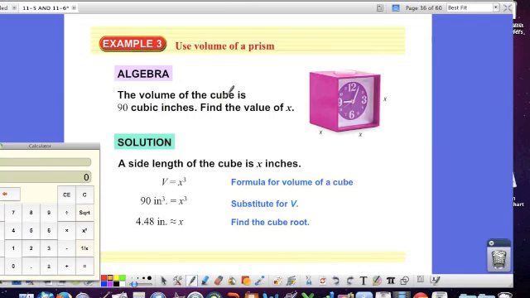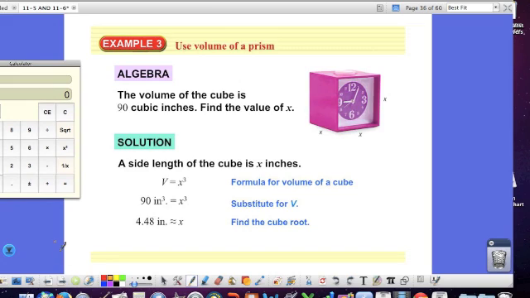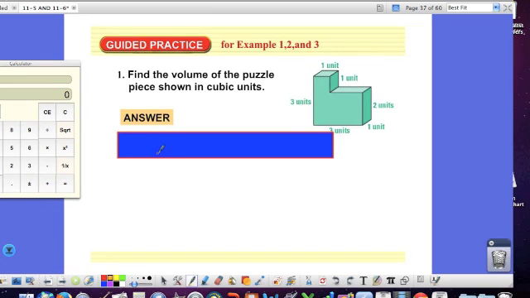We can also use this formula to work problems backwards. So for instance, the volume of the cube is 90 cubic inches, and they want us to find the value of x. So if the volume equals x to the third, the cube root of 90 in a calculator is 4.48 inches. We can solve the problem.